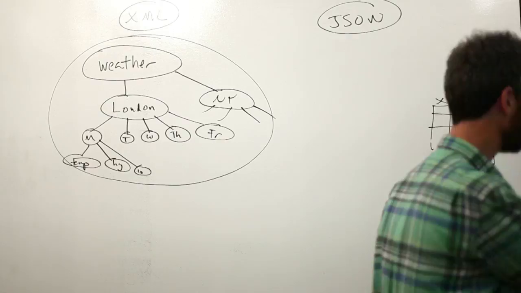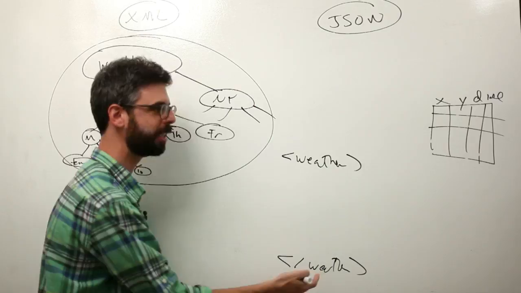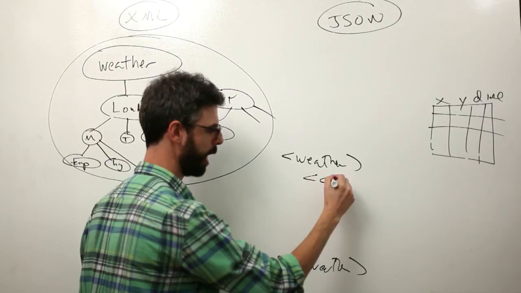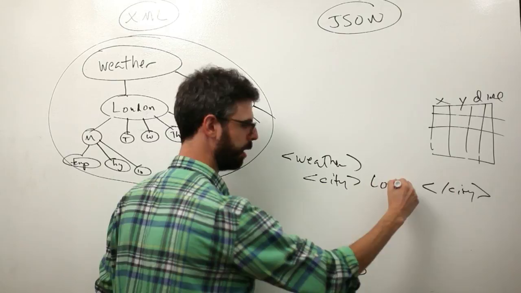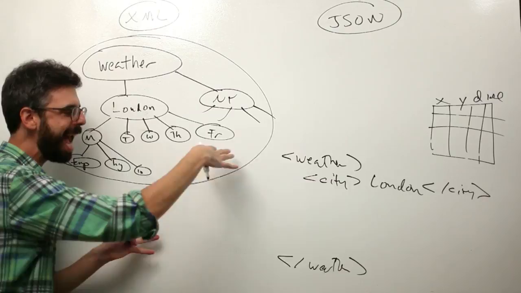If there is a tree, each element of the tree has an open tag, like weather, and a close tag, backslash weather. Each child is then inside of this particular node, like the city might be London. So city is a child. Now the city might actually have other children inside of here, in which case I might put the end tag down here and then put some other children. Where the line breaks are doesn't actually matter. That's just for us, the human being, to be able to see it.